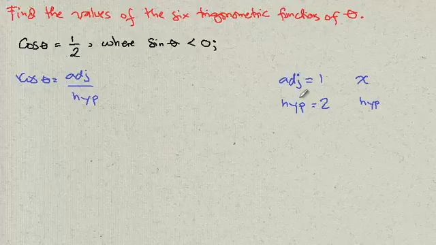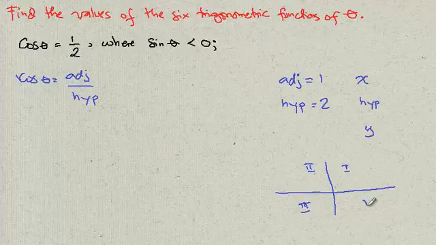Okay? And what we need to find out is the y. So if we draw that carefully, we need to determine your angle: first quadrant, second quadrant, third quadrant, or fourth quadrant. Since the cosine is 1/2, your x is positive. So x is already positive, and you only have two options: either quadrant 1 or quadrant 4.